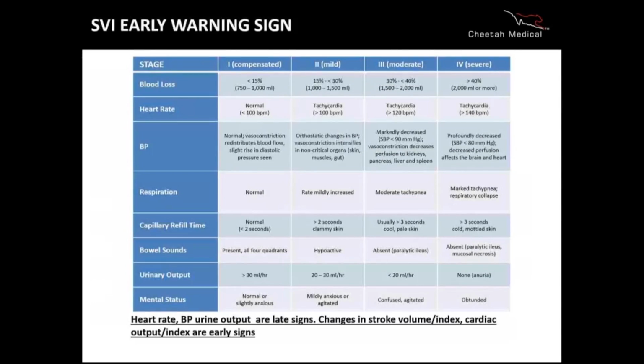Let's look at the stages of hemorrhagic shock. That's just to show you that you can already lose like a liter of blood before you see signs on the outside like tachycardia or hypotension. Remember, flow, stroke volume, cardiac output, those are early signs of compromise. Heart rate, blood pressure, urine output, all those are late signs.